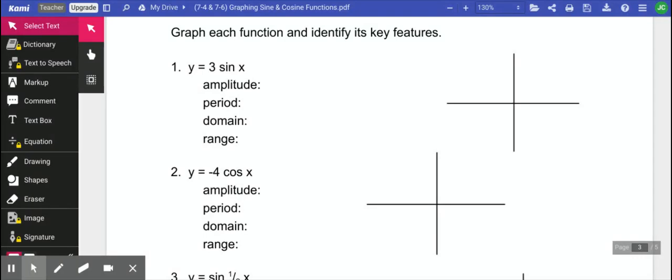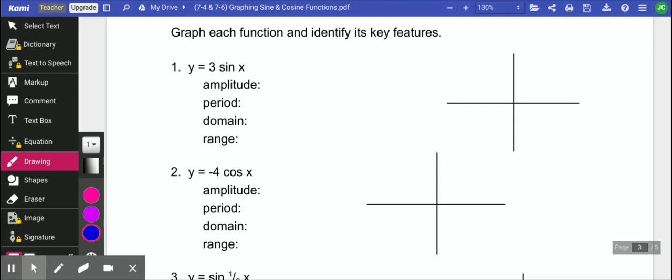All right, so we're going to graph these functions and identify the key features about them. Actually, it's sometimes easiest to find the key features, so let's start with that. So let's talk about the amplitude. Remember, the amplitude is this number that's out in front. That tells us how high and how low the function's going to go. So our amplitude is going to be 3.